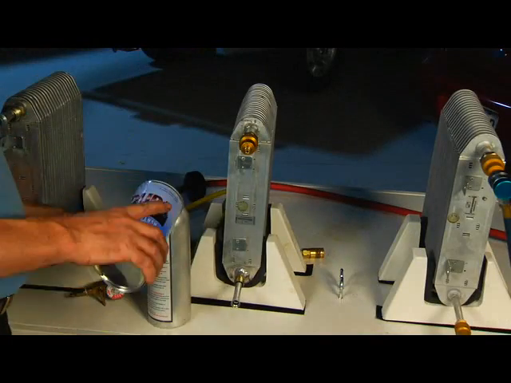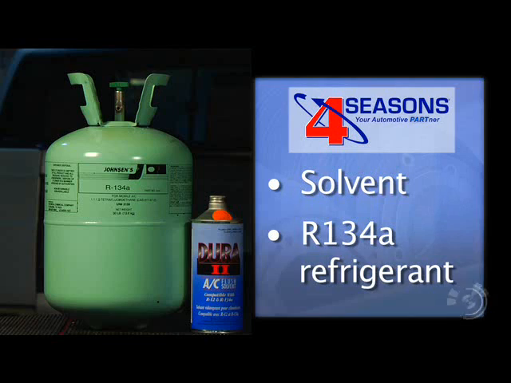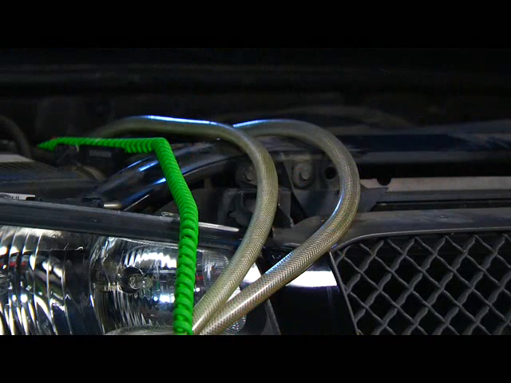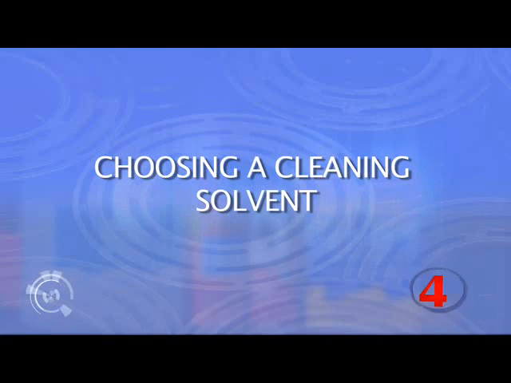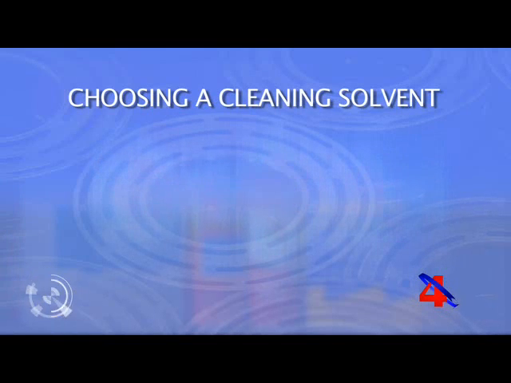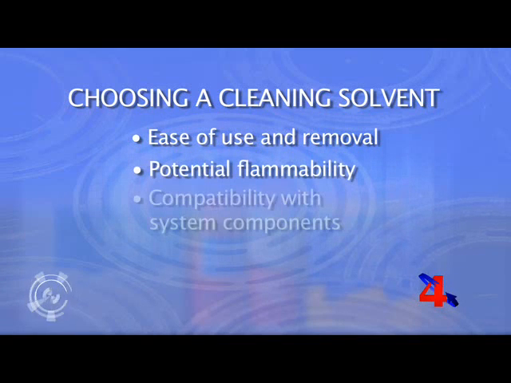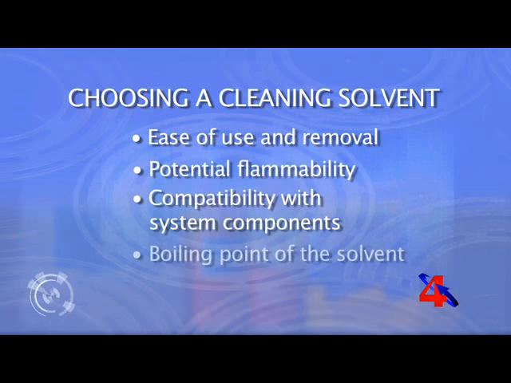There are several methods for properly cleaning a system, whether using a solvent or liquid R134A refrigerant. This video focuses on two methods of flushing with solvent. Remember, when using a cleaning solvent, you should choose one that has been designed for automotive AC systems. Some things to consider when choosing a solvent are ease of use and removal, potential flammability, compatibility with system components, and the boiling point of the solvent.